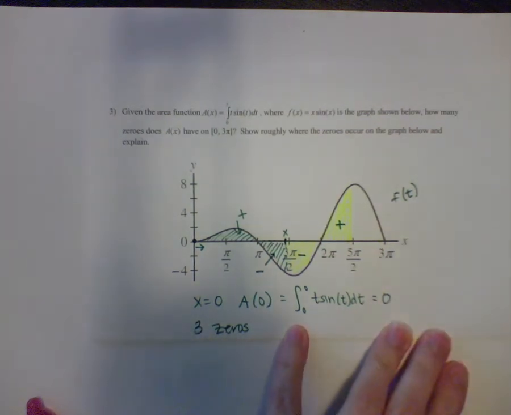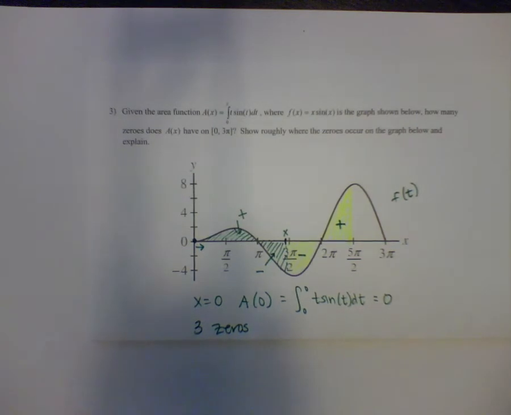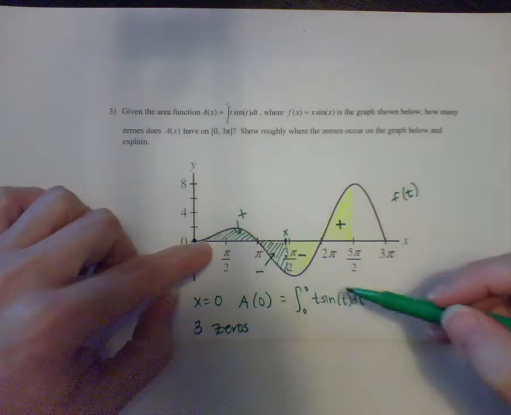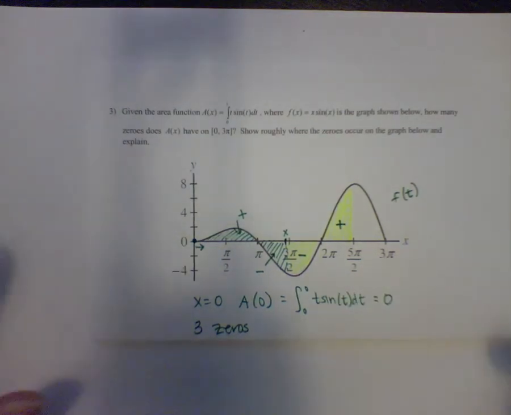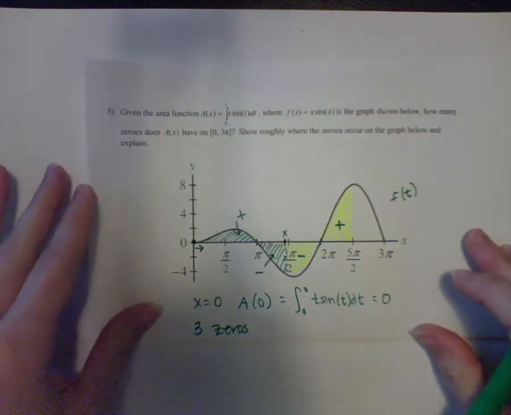But that's really about as good as I can get at the moment, but I want us to at least get an idea of when these values are going to cancel each other out. So this one has 3 zeros. Let's take a look at another example.